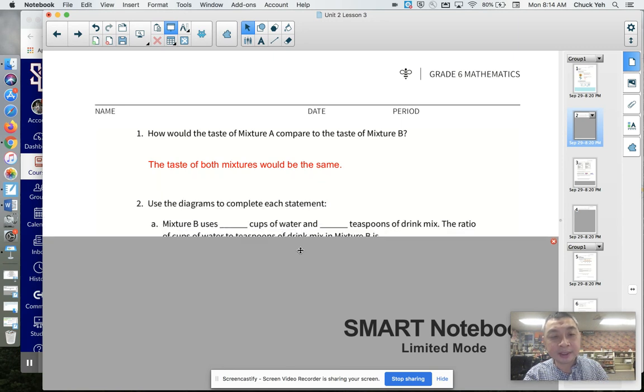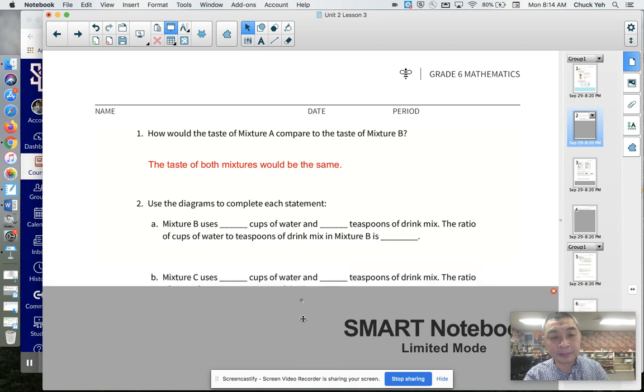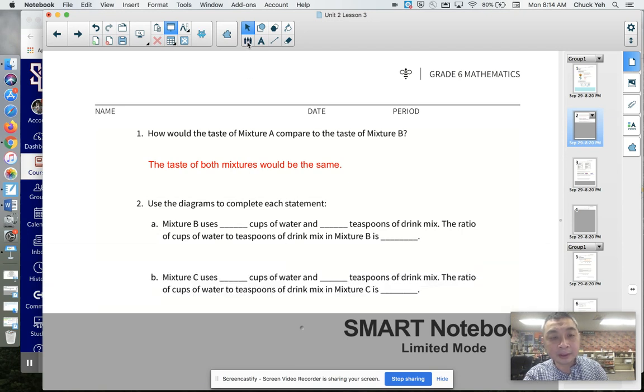Use the diagrams to complete each statement. Mixture B uses what? Is it 1 cup of water or 4 teaspoons? So then it would be 1 to 4. And then mixture C uses how many cups of water? I think 2, right? 2. And then 8. And then the ratio of cups of water is 2 to 8, right? And then I'm going to put it as a fraction.